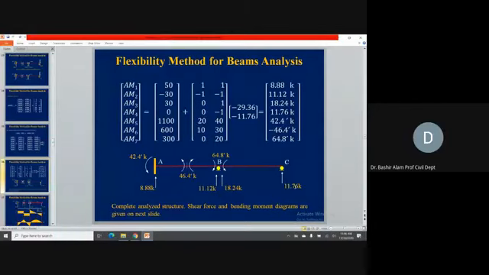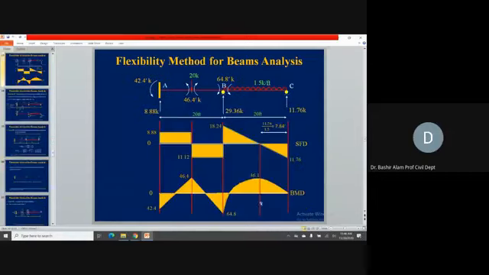Now, when we have the loading diagram and we have these member end actions, we don't need to do anything else. Now we can draw the shear force diagram. You can find the distance, find the bending moment value here, and record this. So this is the completed shear force and bending moment diagram.